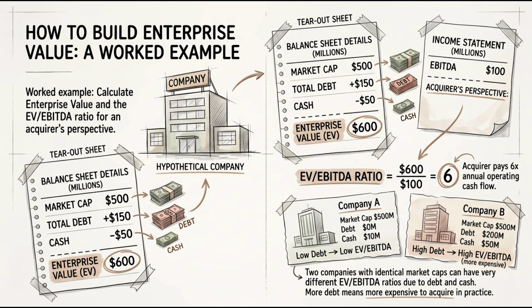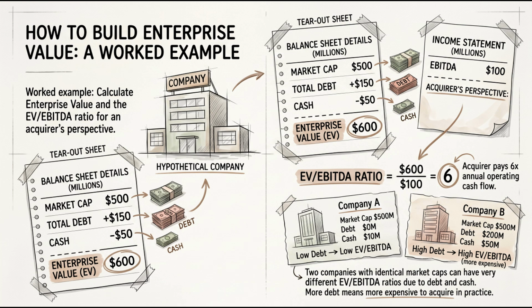Let's build an example. Imagine a company with a market cap of $500 million, total debt of $150 million, and cash of $50 million. Your enterprise value equals $500 million plus $150 million minus $50 million, totaling $600 million. If that company reports EBITDA of $100 million, the ratio is 6. This means an acquirer would pay 6 times annual operating cash flow for the business.